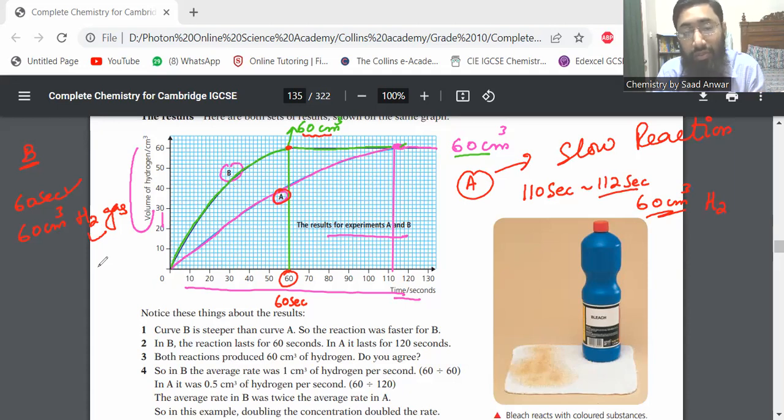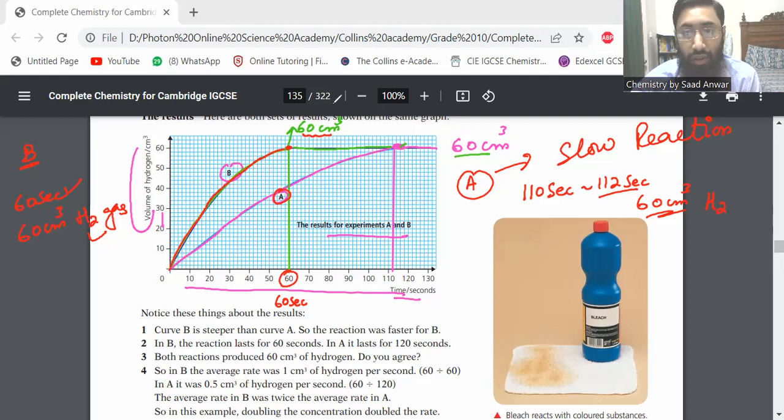So reaction B is fast. And why is reaction B fast? Because in reaction B, the concentration of one reactant, HCl, has been doubled. So this proved that when we increase the concentration of one reactant, the rate of reaction increases. And this is the more steep curve. Remember, guys, the steeper curve means the rate of reaction is increasing.